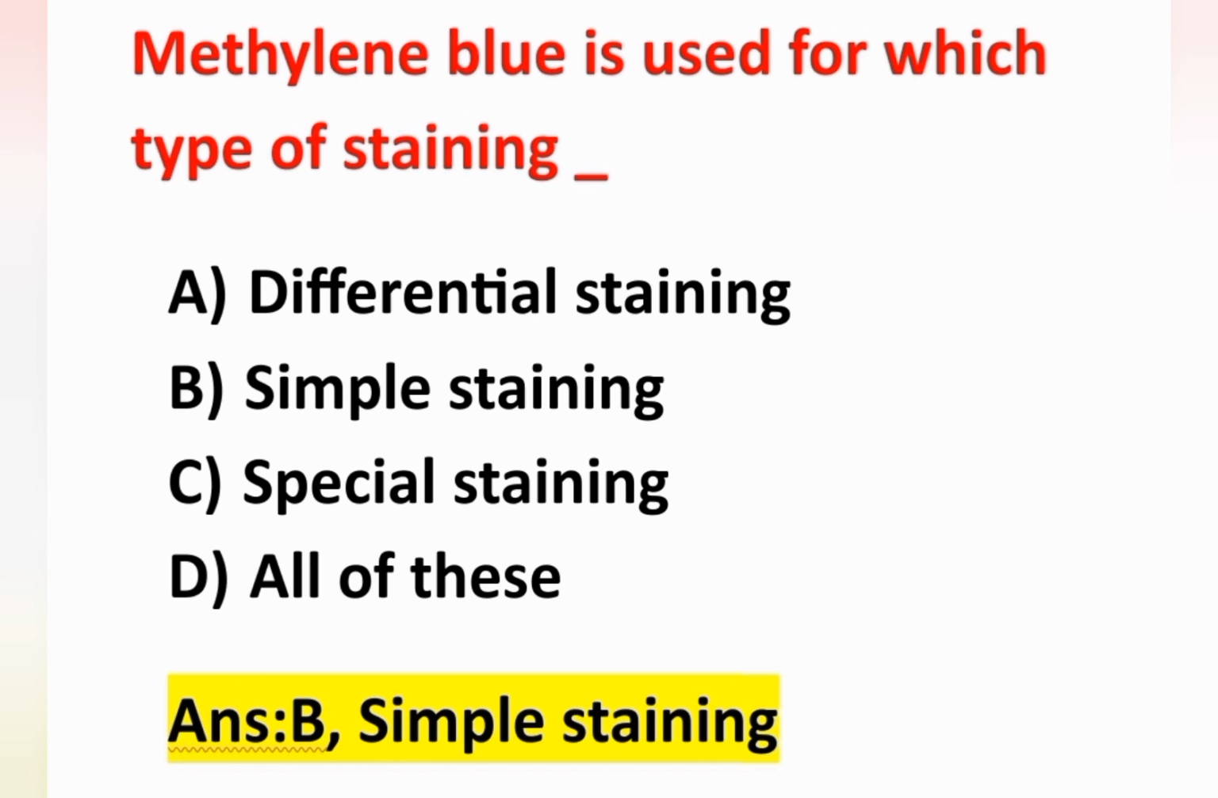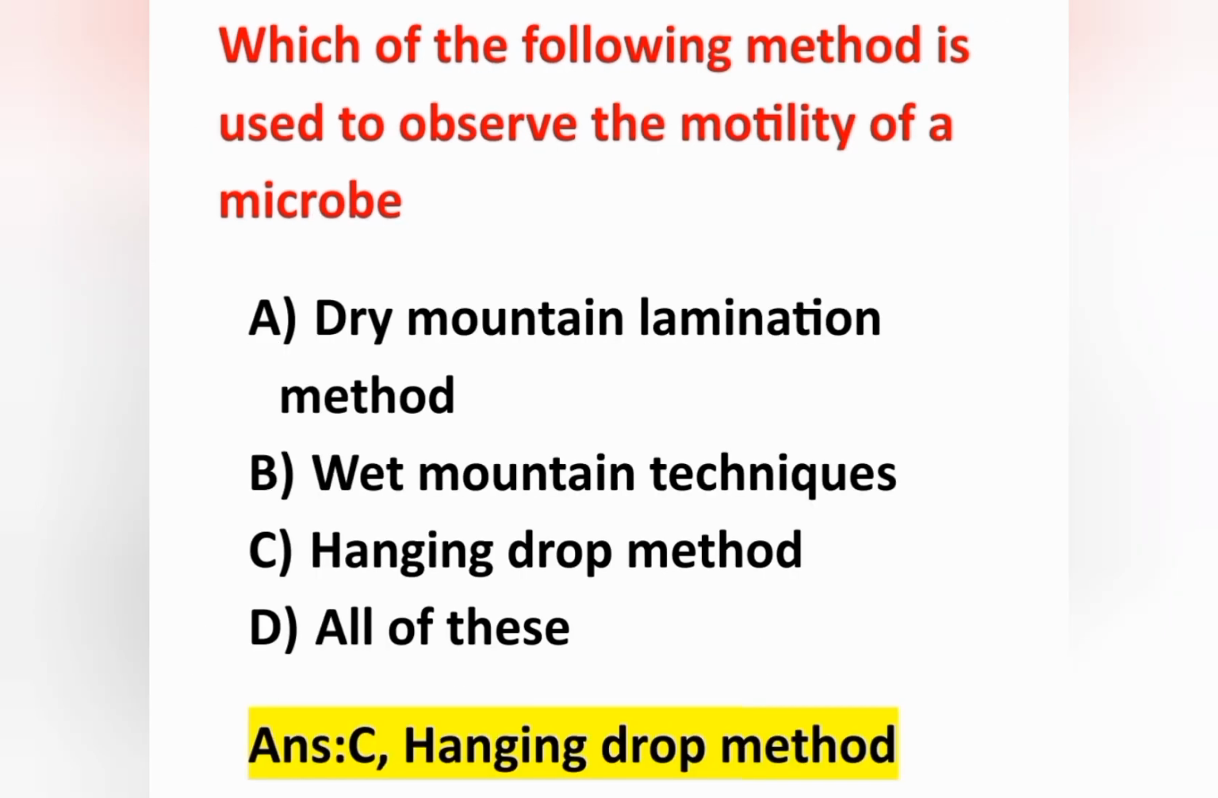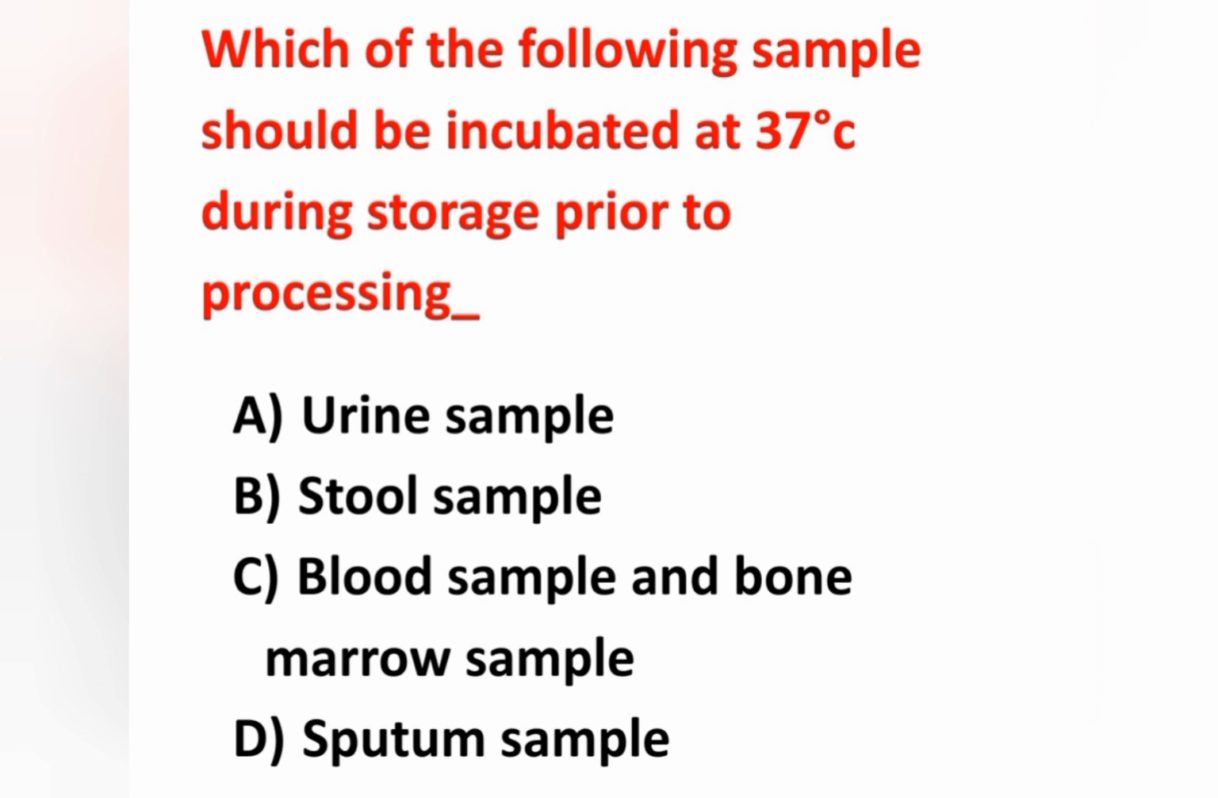And the next question, which of the following methods is used to observe the motility of microbes? And options: option A dry mount method, option B wet mount technique, option C hanging drop method, and option D all of this. Here correct answer is option C, hanging drop method is a method used to observe the motility of microorganisms. Option C is the correct answer. Move on to the next question.